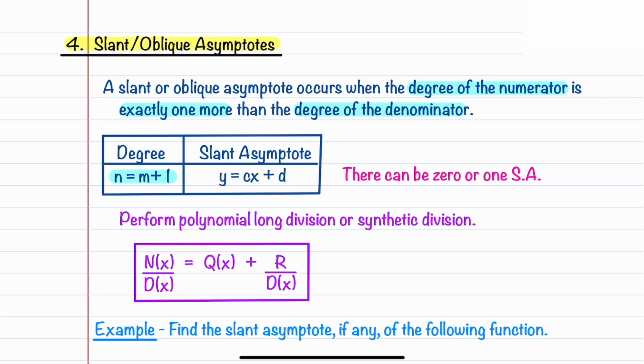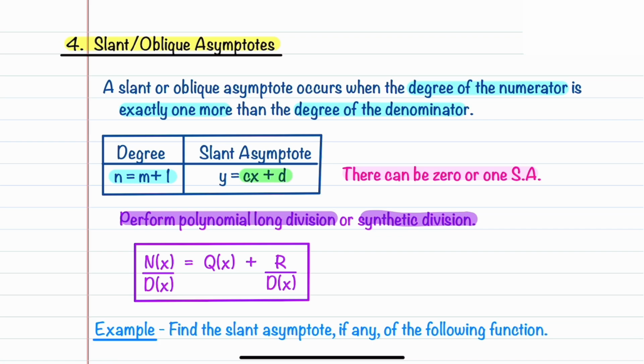And then our slant asymptote is given by y is equal to some constant c times x plus d. For any rational function, there can be 0 or 1 slant asymptote. You can't have two. When you're working with a rational function and you want to find its slant or oblique asymptote, what you have to do is perform polynomial long division or synthetic division. I know this is a hard topic, and I have a video on this if you need to review that.